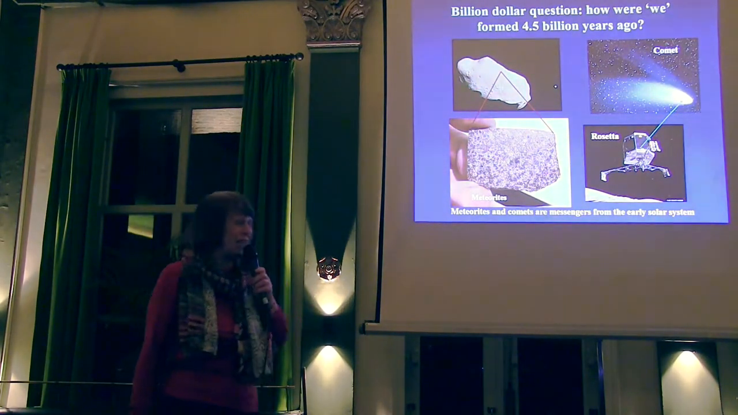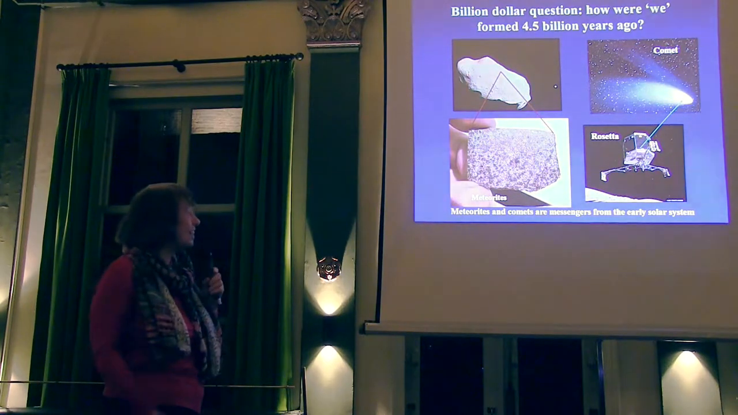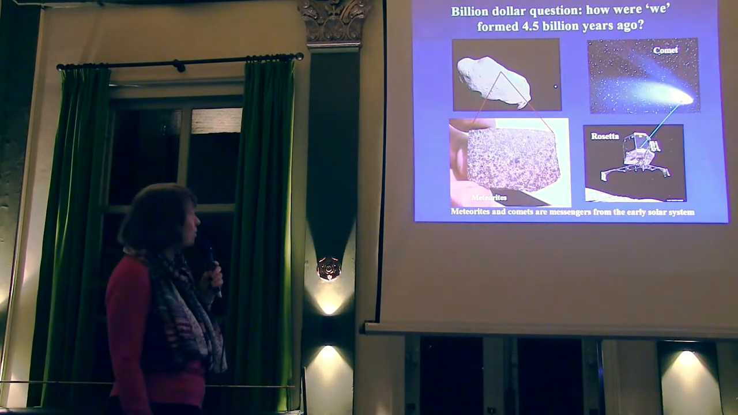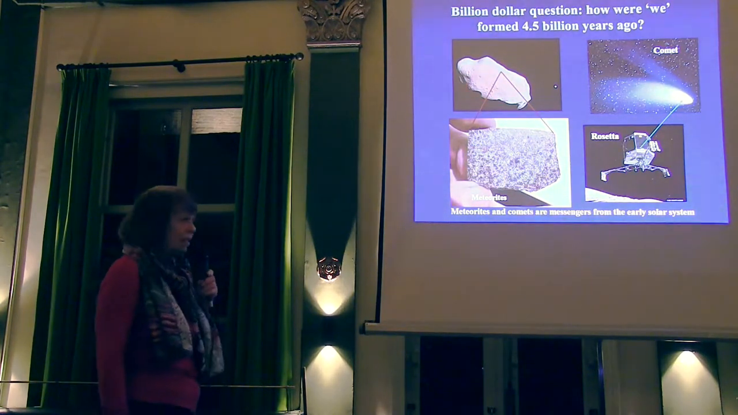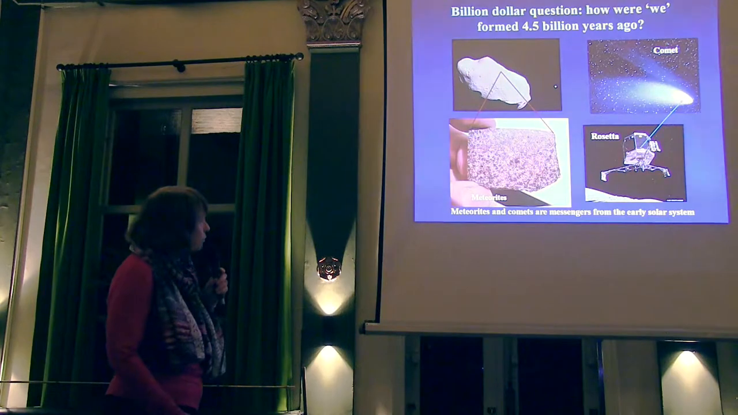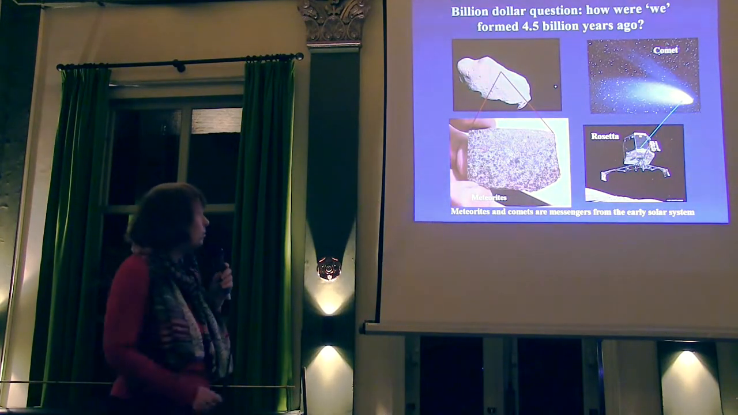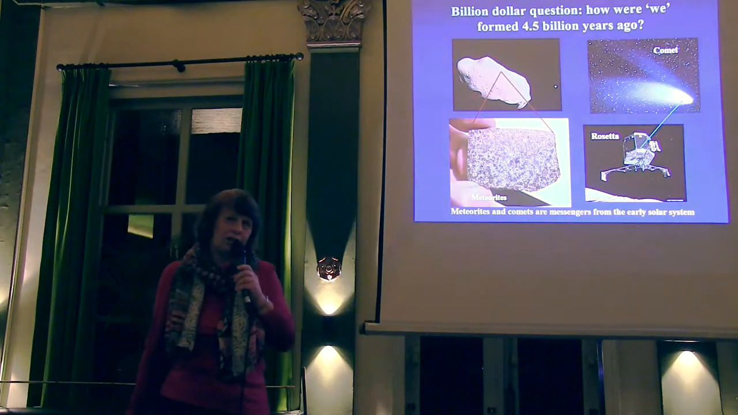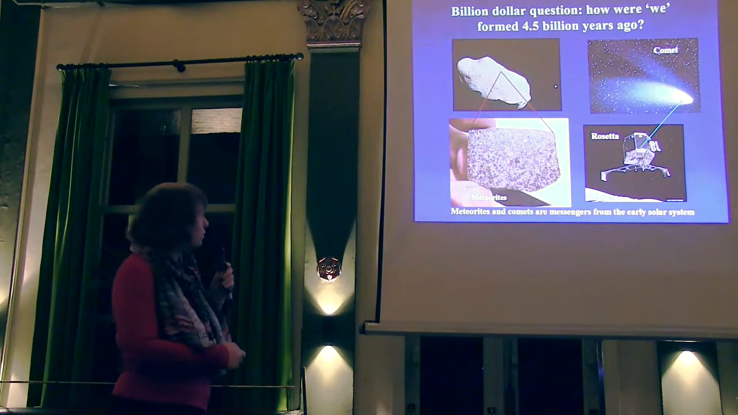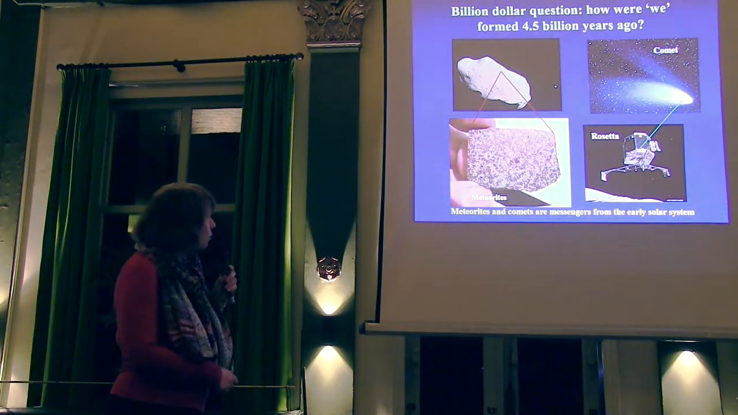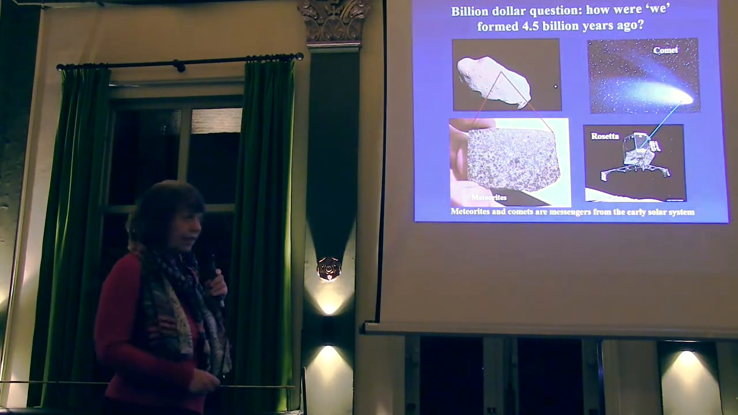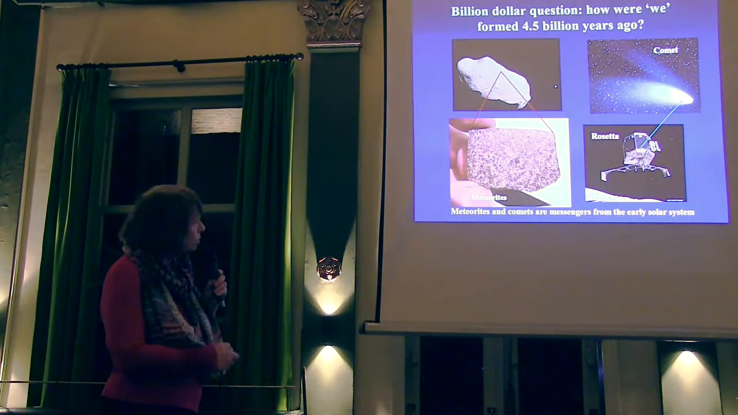So the billion-dollar question that we're trying to answer is how are we, as we are here, our little planet, how are we actually formed some 4.5 billion years ago? We get information from astronomical observations, but at the end, I'll also come back to the information that we actually get from our own solar system. We have some messengers that tell us about how our own solar system formed. We have meteorites that basically are the leftovers from asteroids when they collide and break up and fall to the Earth. That happens primarily in the inner solar system, where our Earth is.